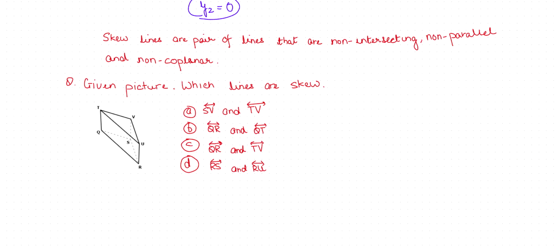First one is SB and TV. They are intersecting. Then QR and QT. They are also intersecting, so they cannot be skew. Third is QR and TB. We can say these are non-intersecting. QR and TB are on different planes and they are not parallel also. So this is the result. RS and RU are again intersecting. So the correct result is QR and TB. Now let's do one more.